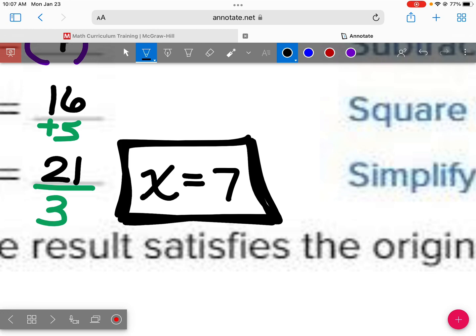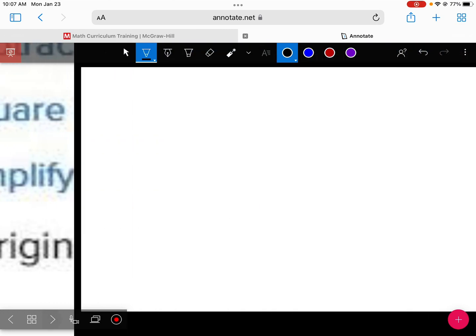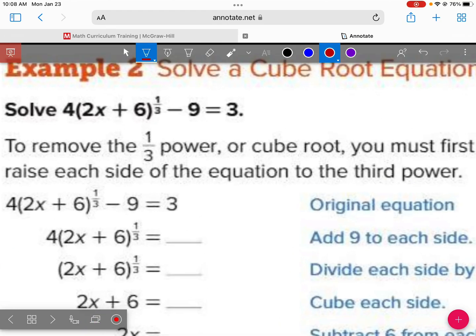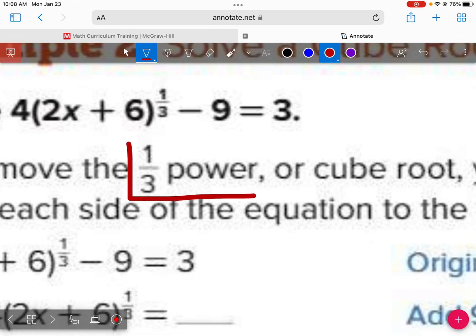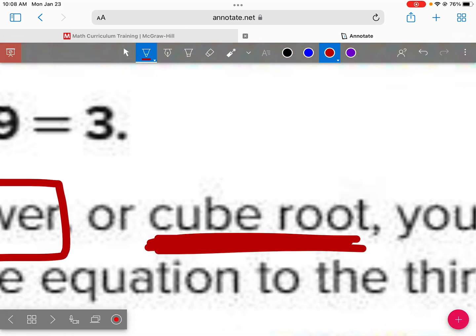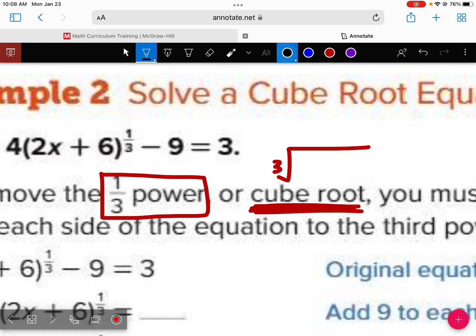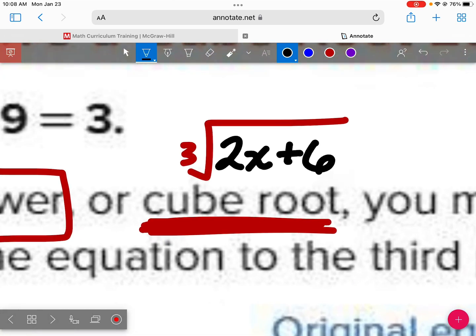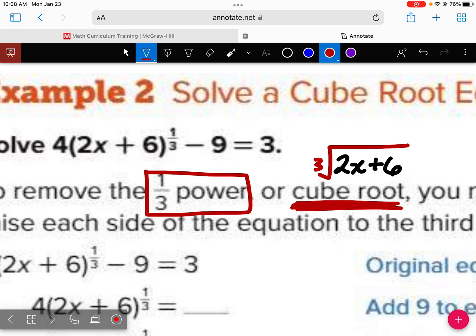So far, so good? You guys ready to try another one? Okay. Same page, still 343. Just look a little bit further down. This time, I don't see a radical, but I have a 1/3 power. That is the same thing as a cubed root. So that is the same thing as this. So these have the exact same meaning right here.